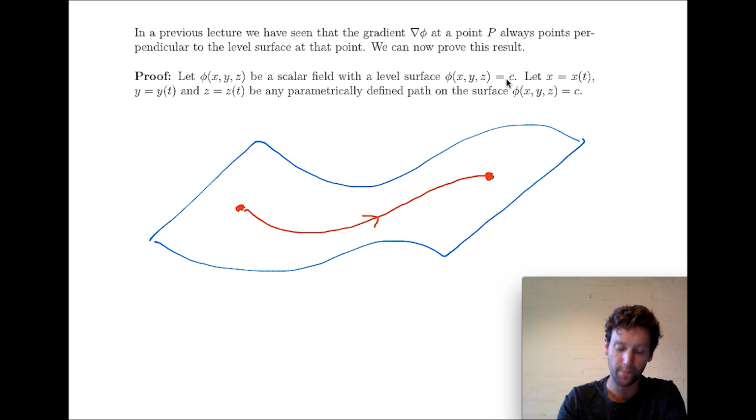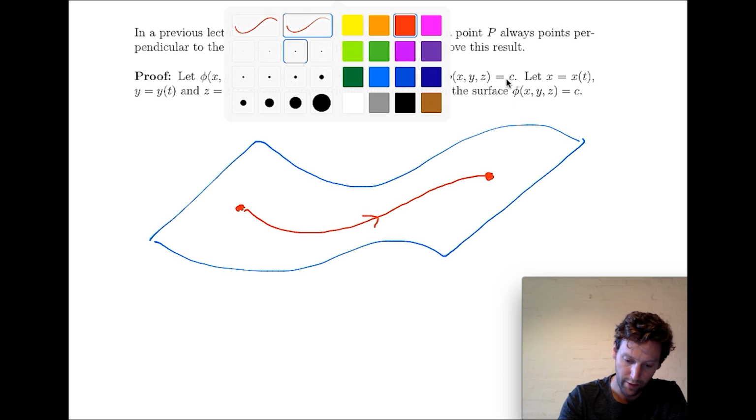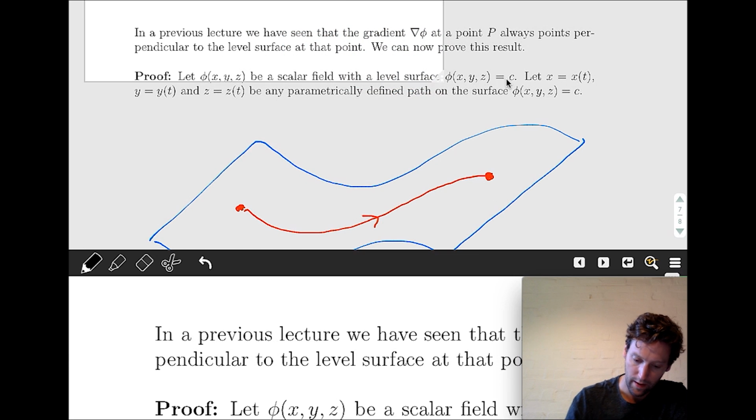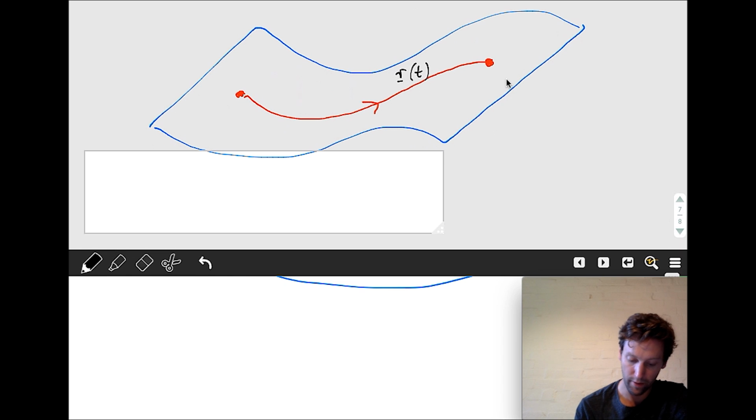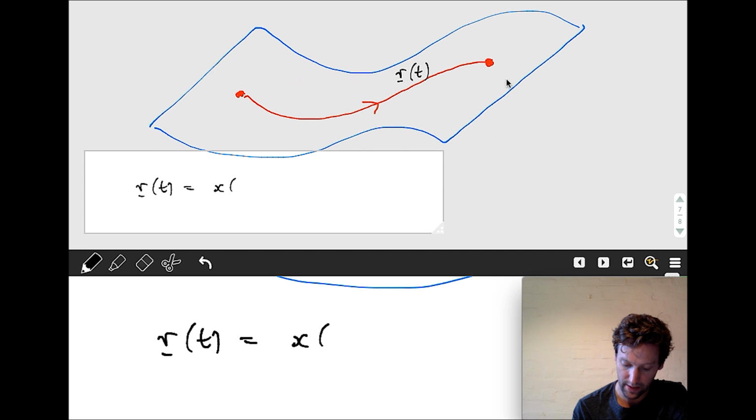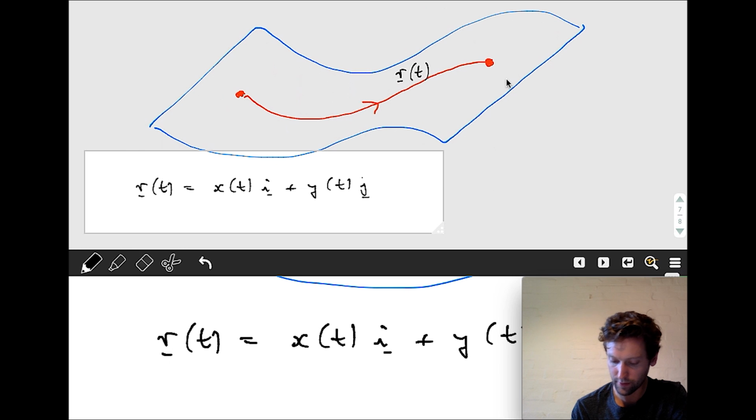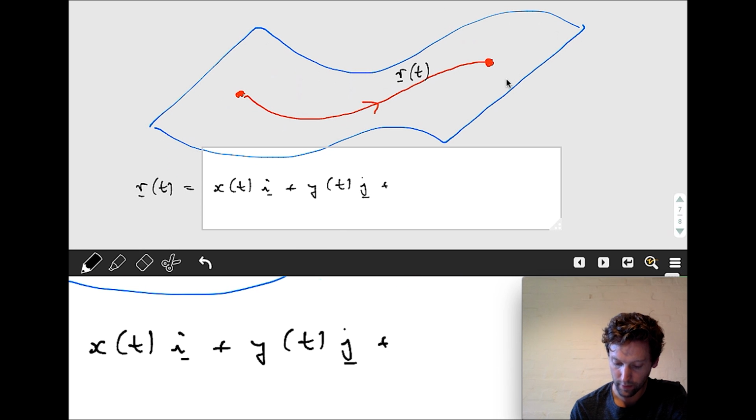At every single point along the path, we're on the surface. So we want to define that path parametrically, and we do it by writing down a parametric vector equation for that path. So in other words, at every point along the path, I have a vector r of t, which is made up of components x of t i vector, plus y of t j vector, plus z of t k vector.